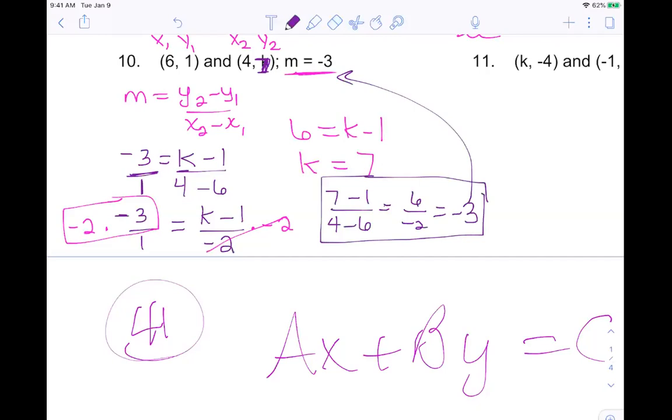Any questions on that? That's a different way of trying to find a slope, or having a slope and trying to find a missing piece. So again, it's applying what you know about slope, taking it a little bit above and beyond. All right, there's one more problem that I wanted to go over.